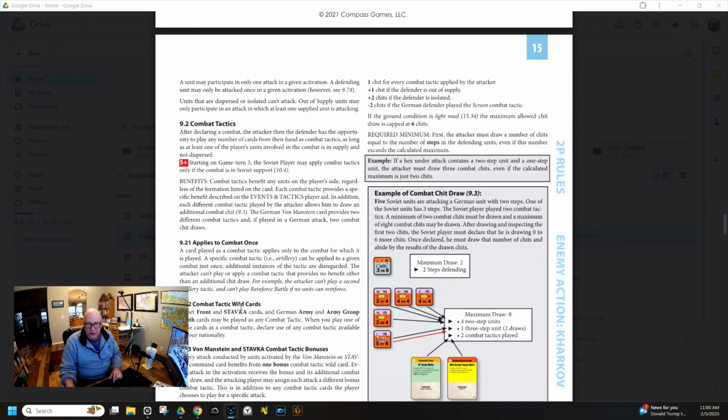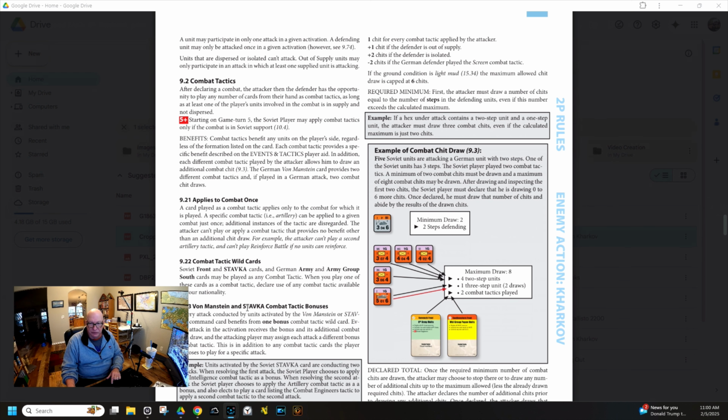Required minimum. First, the attacker must draw a number of chits equal to the number of steps in the defending units, even if this number exceeds the calculated maximum. Example, if a hex under attack contains a 2-step unit and a 1-step unit, the attacker must draw 3 combat chits, even if the calculated maximum is just 2 chits.